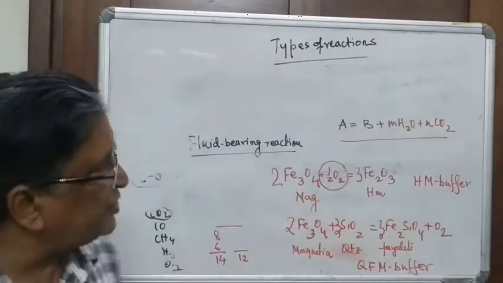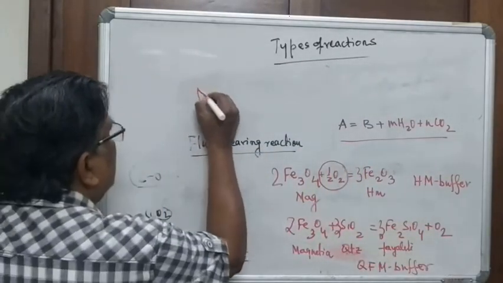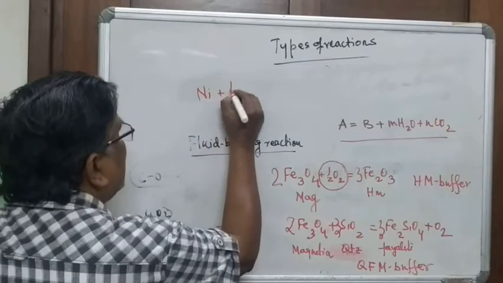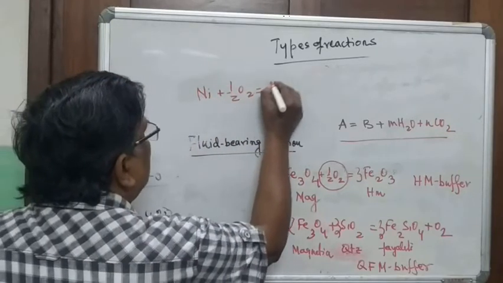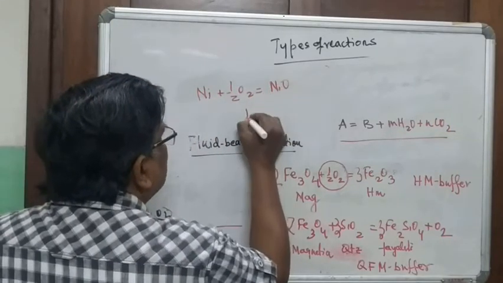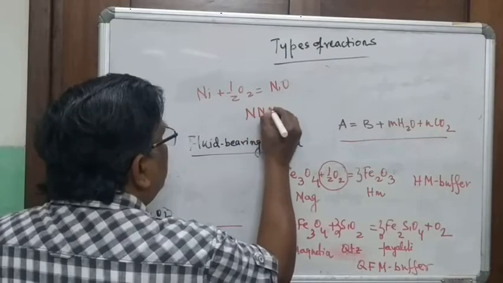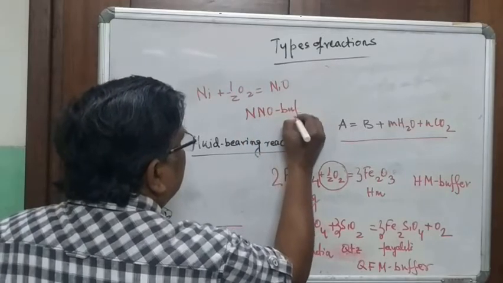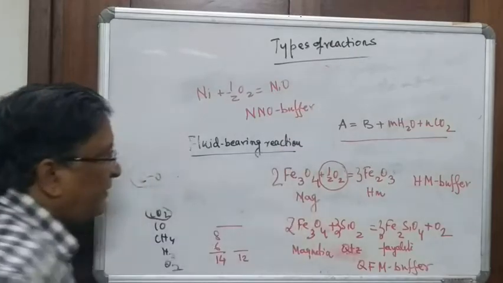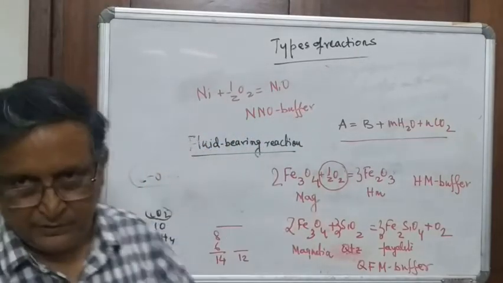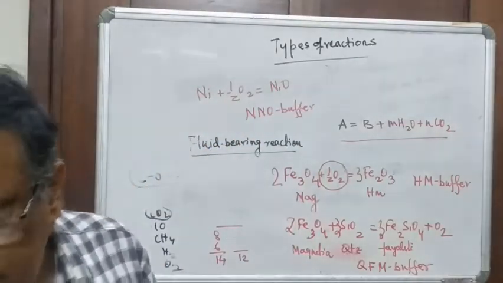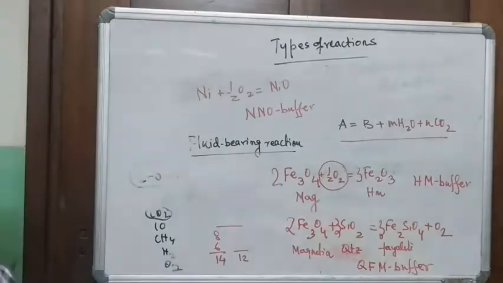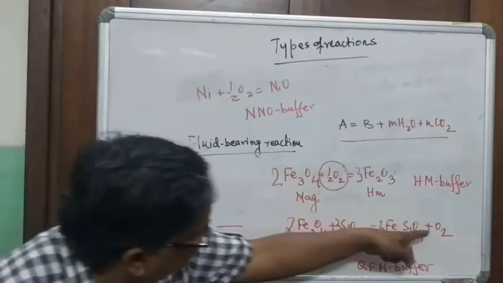Nickel plus half O2 is equal to NiO. This is called NNO buffer, nickel-nickel oxide buffer. So there are many of the reactions, but all of them involve O2.